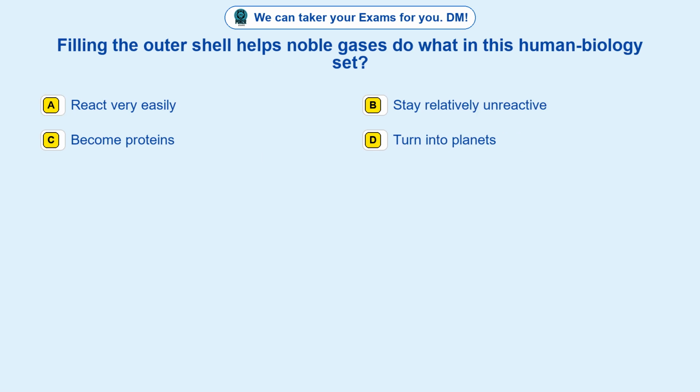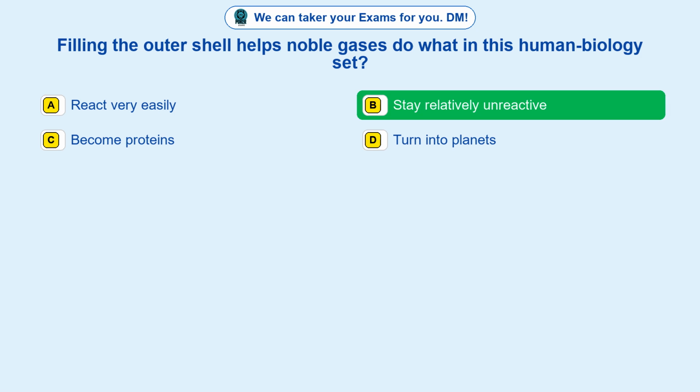Question 41. Filling the outer shell helps noble gases do what in this human biology set? Option A, react very easily. Option B, stay relatively unreactive. Option C, become proteins. Option D, turn into planets. The correct answer is option B, stay relatively unreactive.